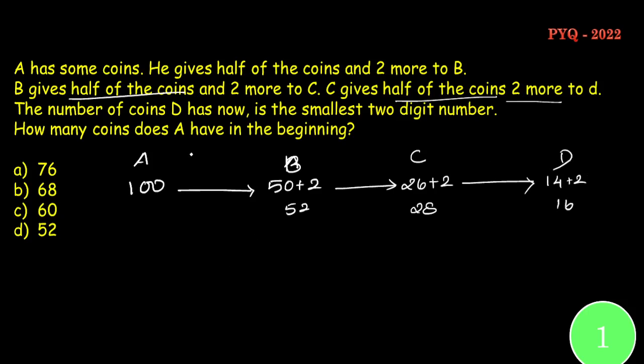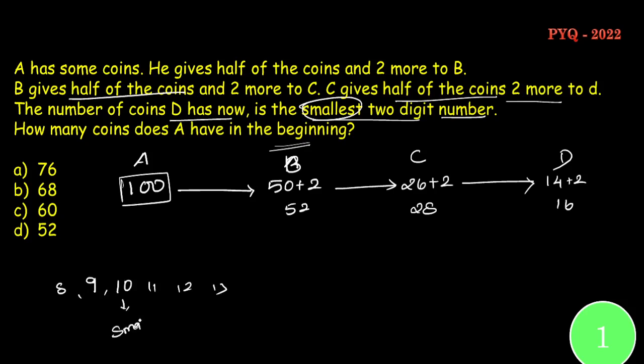Correct. How many coins does A have in the beginning? This is the question. In this, I don't know how much A initially had, so we take 100. But from this, we can do one thing. They say that the number of coins D has now is the smallest 2-digit number. They gave one clue. Okay, what is the smallest 2-digit number? Look at this. Numbers go 8, 9, then 10. This is the first 2-digit number. Then 11, then 12, then 13. So I want the smallest number. So the smallest 2-digit number is 10. So this is 10.